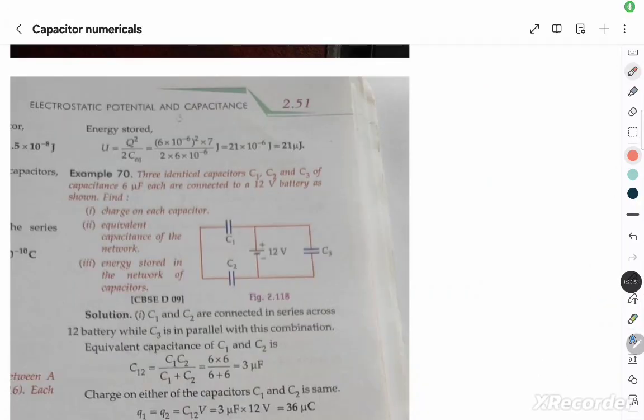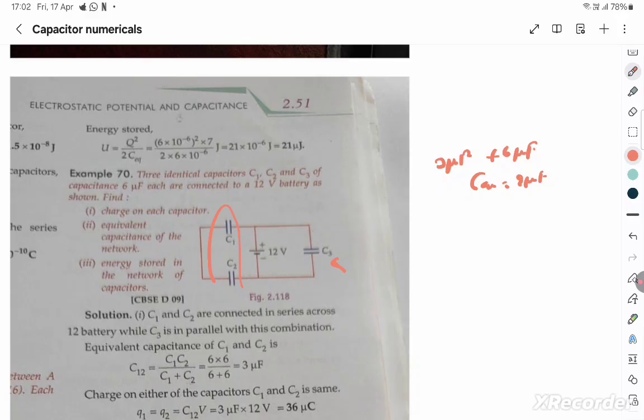So sum number 70 is here. Three identical capacitors C1, C2, C3 of 6 microfarad each are connected to a 12 volt battery. You can say that C1 and C2 are definitely connected in series, and that is going to be connected in parallel with C3. So each of 6 microfarad, in series means it's 3 microfarad, and that is going to be in parallel with the 6 microfarad. So C equivalent is 9 microfarad. You found that the C equivalent becomes 9 microfarad.